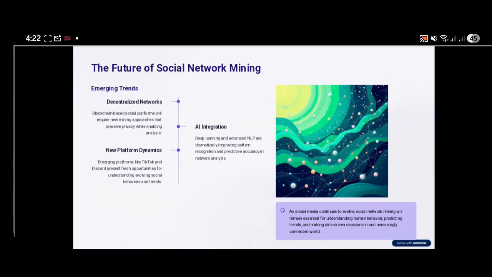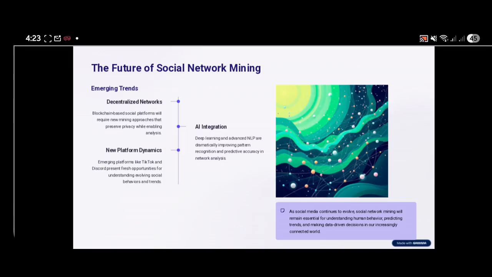To conclude, what does the future hold? The field is constantly evolving. We are seeing several emerging trends. First, decentralized networks. New blockchain-based social platforms will require entirely new mining approaches that can work while preserving user privacy by design. Second, new platform dynamics. The rise of platforms like TikTok and Discord, which have very different structures, present fresh opportunities to understand how social behaviors are changing.